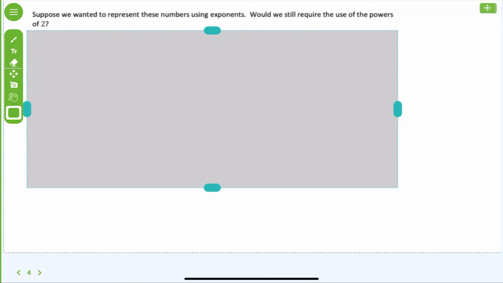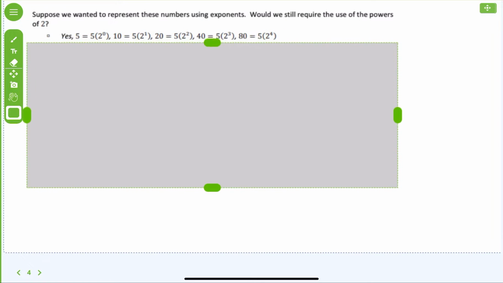Suppose we wanted to represent these numbers using exponents. Will we still require the use of powers of 2? Well, yes, because you're still doubling. That is the factor of doubling. You're going to start with 5, just like earlier where we started with 1 cent. Now you're just going to start with 5, and you're going to double it and call it n. Okay? And it works out, as you see there.